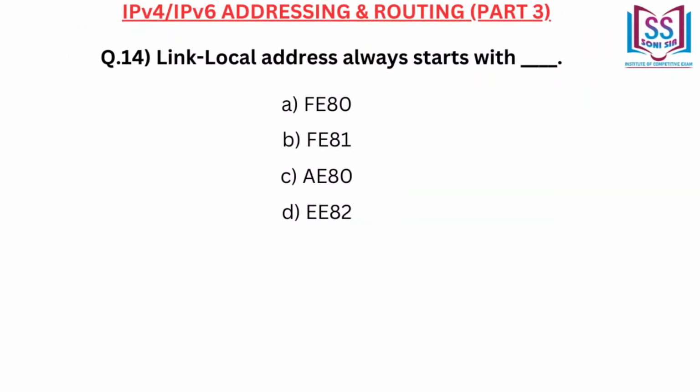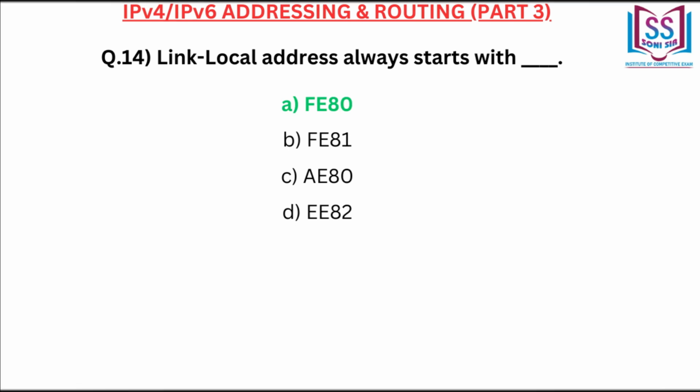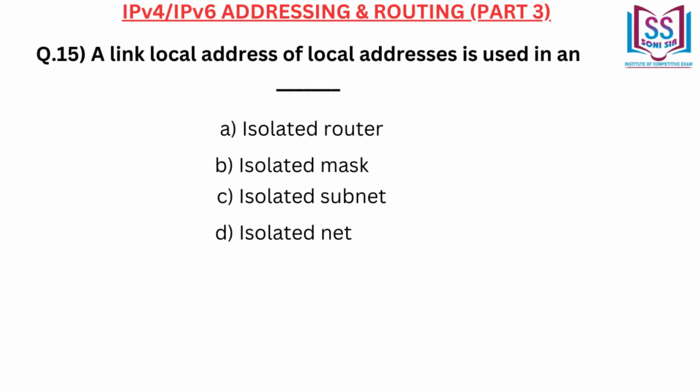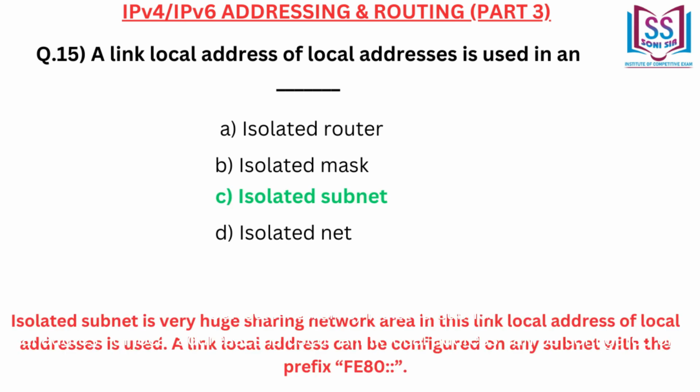Link local address always starts with dash. A. FE80, B. FE81, C. AE80, D. EE82. Correct answer A. FE80. A link local address is used in dash. A. Isolated router, B. Isolated mask, C. Isolated subnet, D. Isolated net. Correct answer C. Isolated subnet.